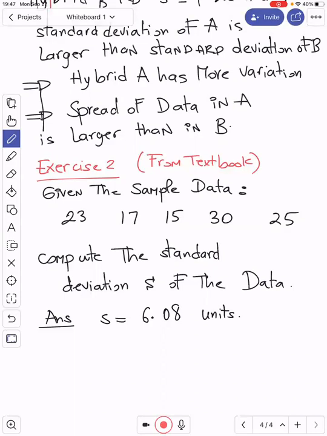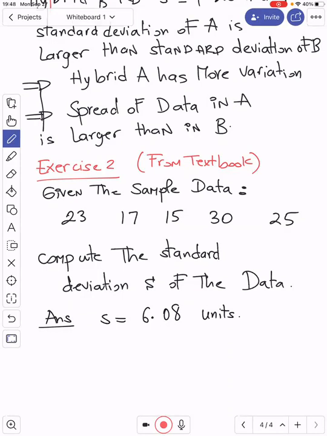Yeah, so after this exercise, I'm just going to mention that there's a different notation for the variance and standard deviation. We use the notation S and S squared, but this is when you have sample data. In the case of population data, we have a different notation.